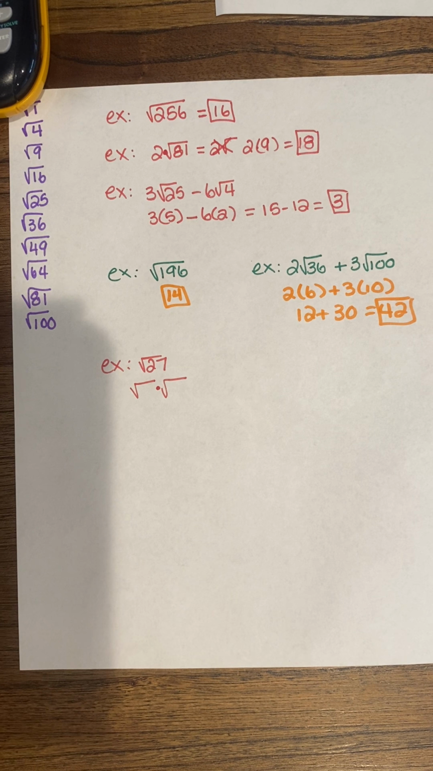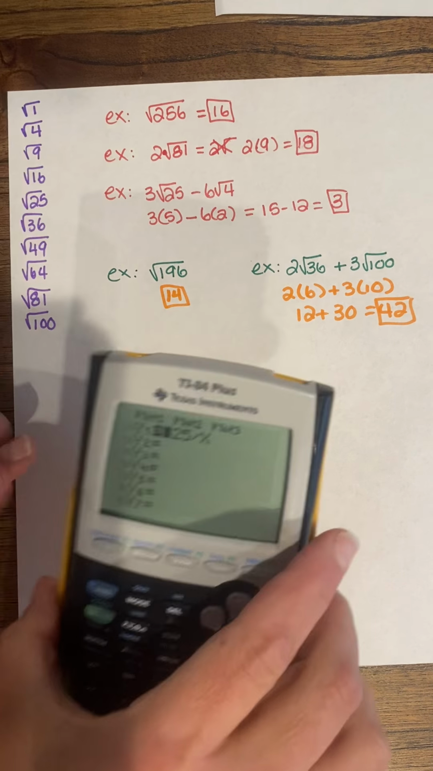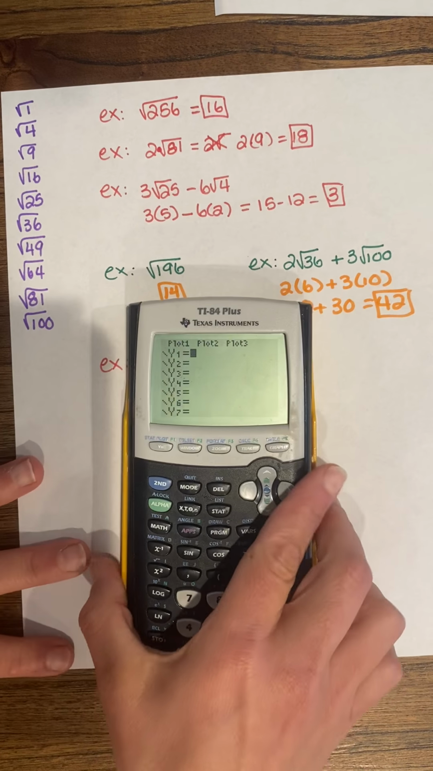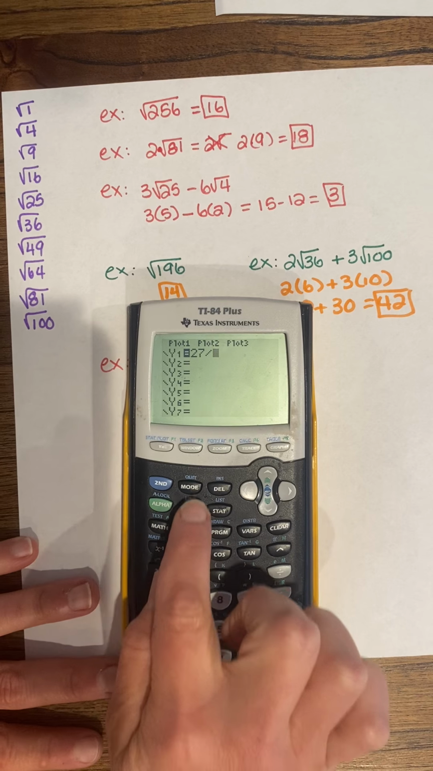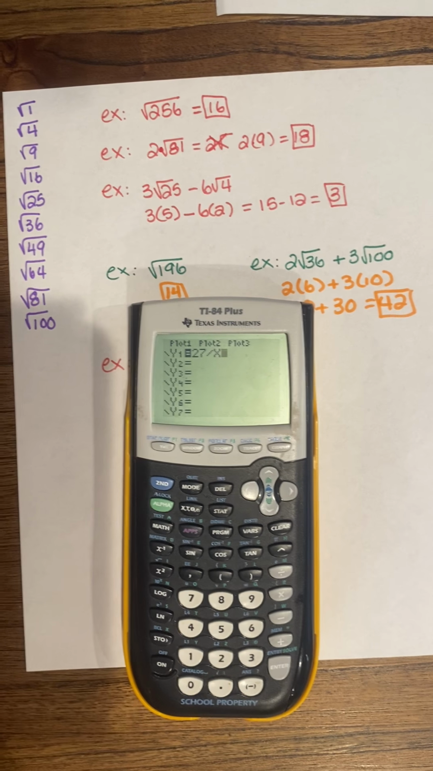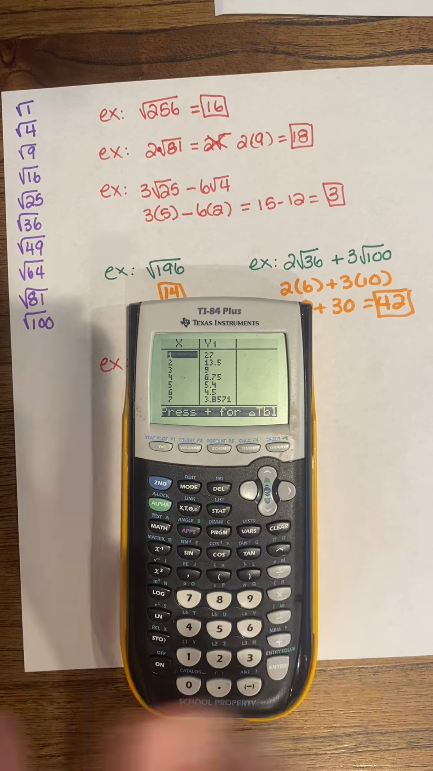Sometimes the hardest part is figuring out what multiplies to be the number. So I have a little trick here, because you know me, I always have tricks on the calculator. We're going to do 27 divided by x. If I do 27 divided by x and I go to my table, it's going to give me all the numbers that multiply to be 27. Now, the only ones I care about are the whole numbers.